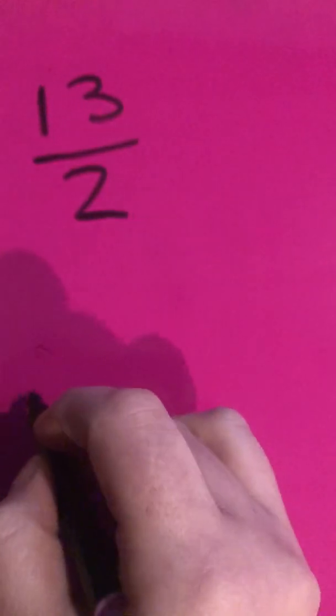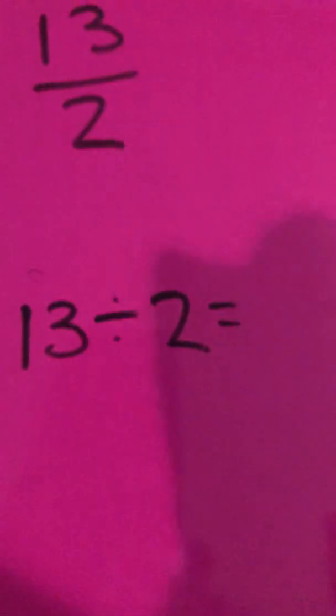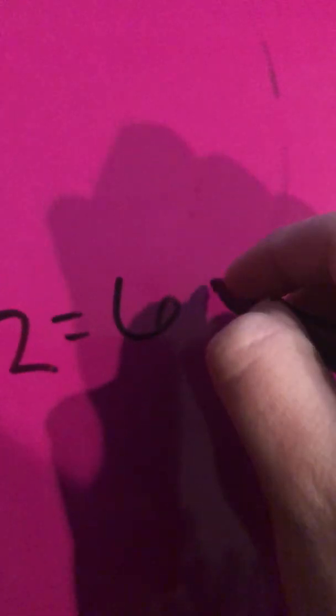And let's try one more this way. So let's say I have 13 halves. So again, fraction bar means division. So 13 halves, or 13/2, is the same as saying 13 divided by 2. And when I do 13 divided by 2, my quotient is 6 with a remainder of 1.